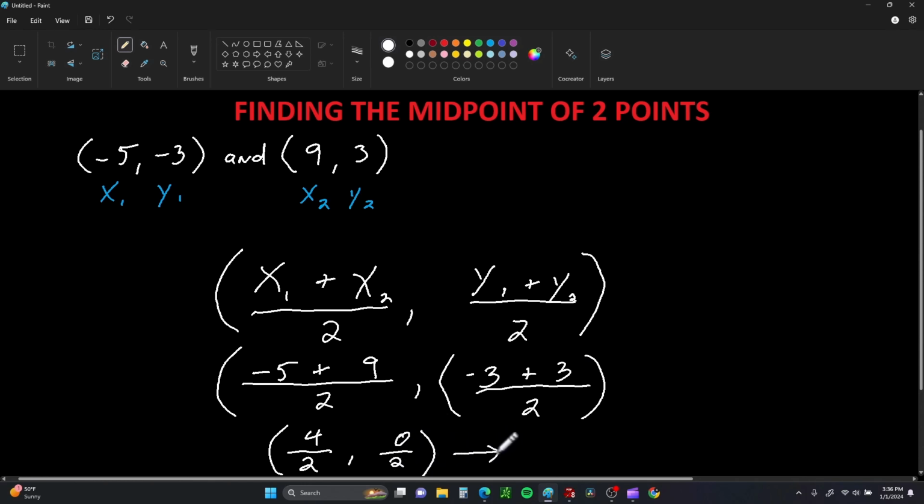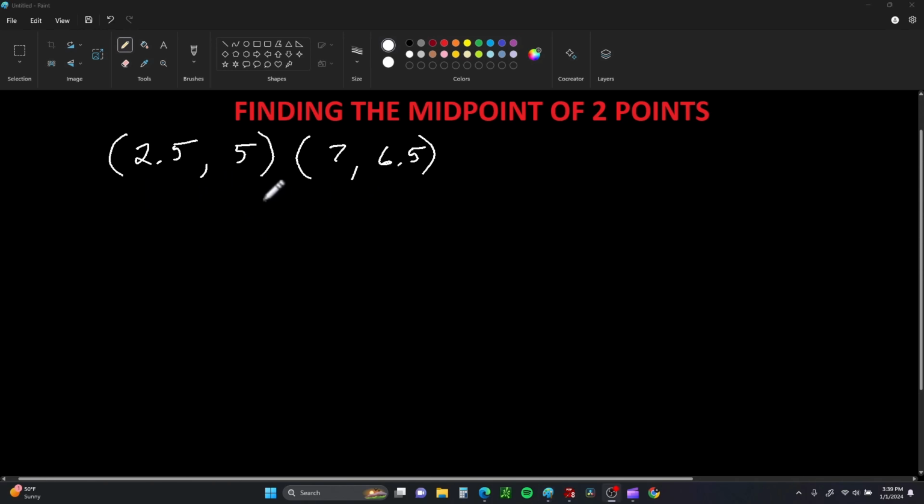So these two coordinates for the points, 4 divided by 2 is 2, and 0 divided by 2 is just 0. So this is the point. So again, we have 2 points here, but this time they're not whole numbers. I'm going to do one with fractions after the one with the decimals.